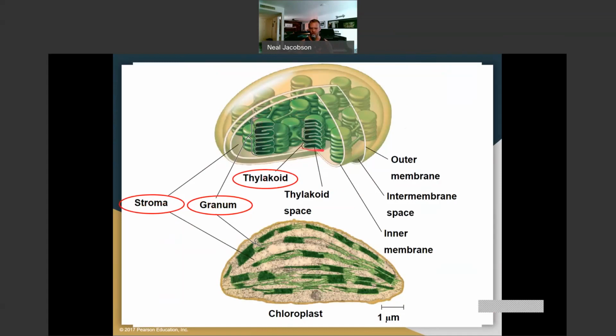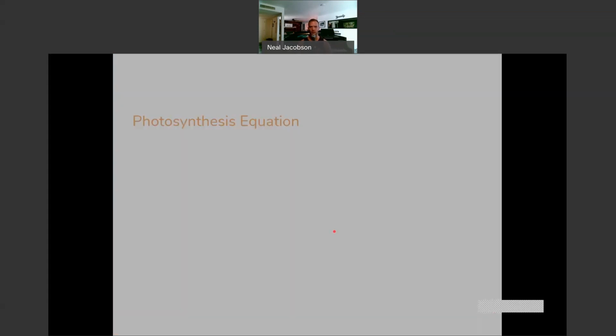The thylakoids are the little disc-like structures that have the photosystems in their membrane, like the light harvesting complexes. The stack is the granum, and the dense liquid inside the chloroplast is the stroma. All right, so let's take a look at photosynthesis, the equation itself.